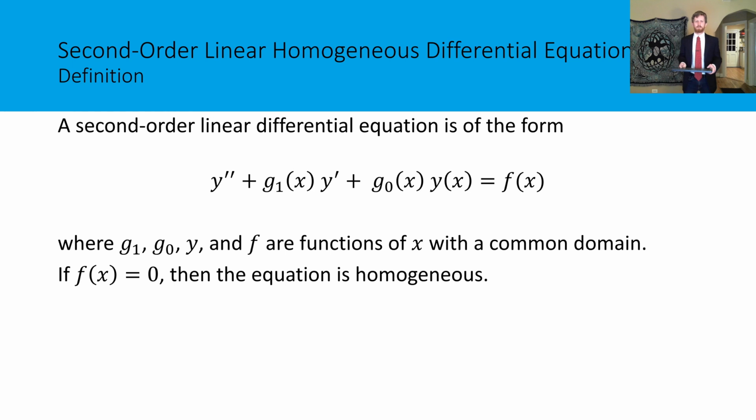A second-order linear differential equation is of this form, where g1, g0, y, and f are all functions of a free variable x with a common domain, say negative infinity to infinity. If f over there on the right-hand side is 0, then the equation's homogeneous.